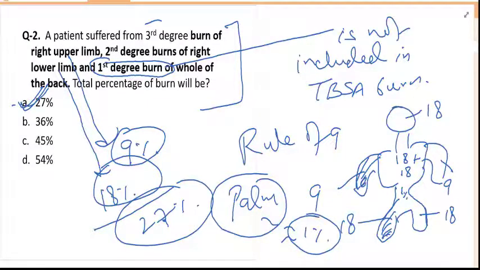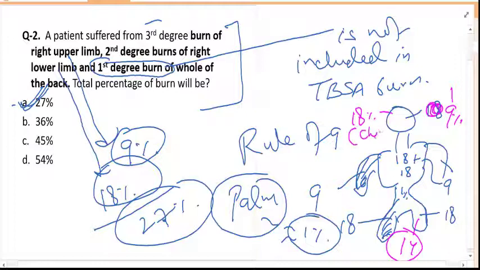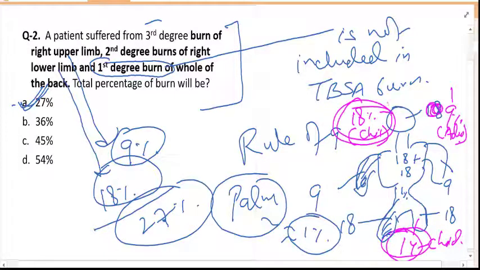In case of children, slightly different. Sorry, this is 9% in adults and 18% in children for the head. So in children 18%, adults 9%. So this is the only difference. 14% for lower limb, 18% for head and neck in case of child. That is the difference. Perineum is not included in the pediatric population, so we will give 1% to the perineum only in case of adults. So according to this rule of 9, it comes out to be 27.